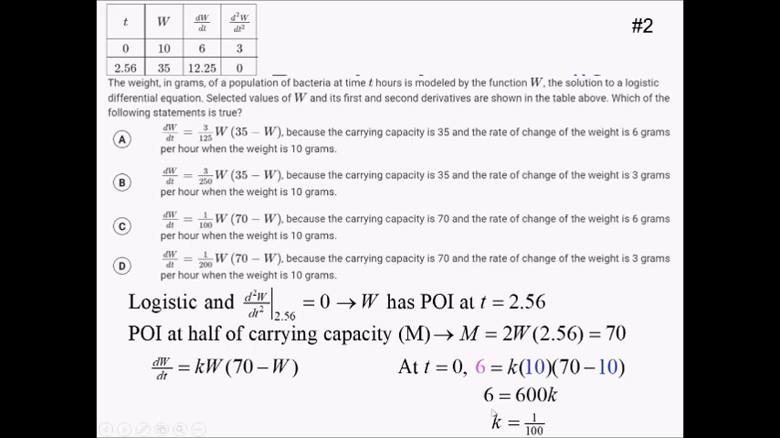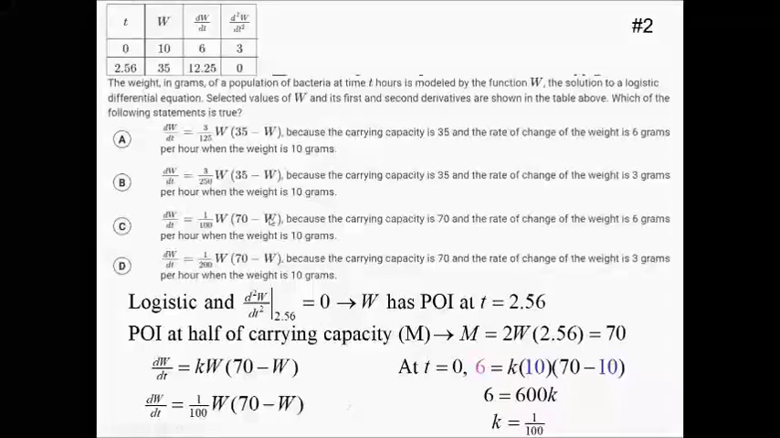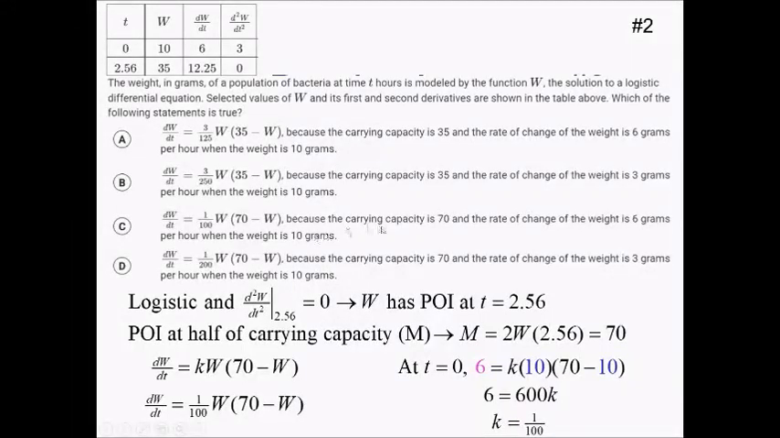All we have to do now is plug that back into this general setup here. So we have dW/dt equals 1/100 W times (70 minus W), and that is going to be choice C. Now, if you look at the explanation, they said because the carrying capacity is 70 and the rate of change of the weight is 6 grams per hour when the weight is 10 grams. So they were basically telling us, hey, plug in 6 for dW/dt and plug in 10 for W. So everything lines up. We're going to pick choice C.